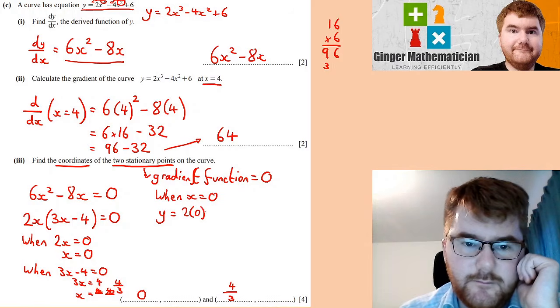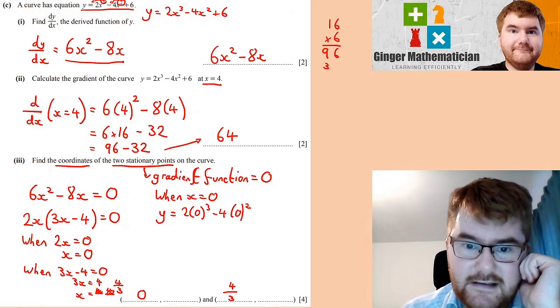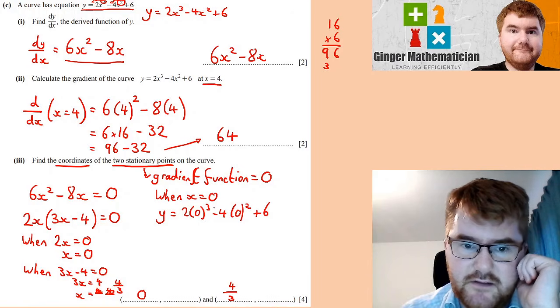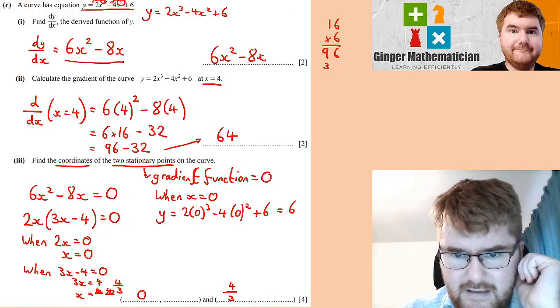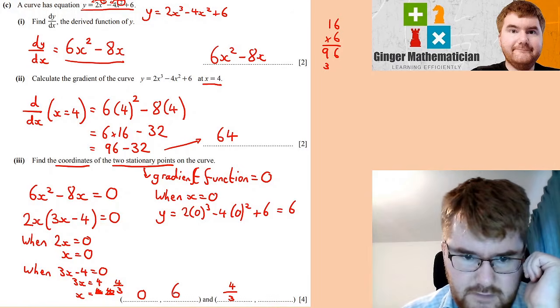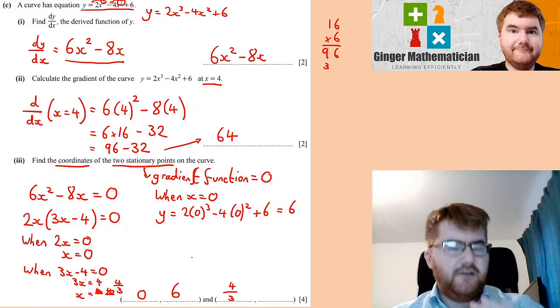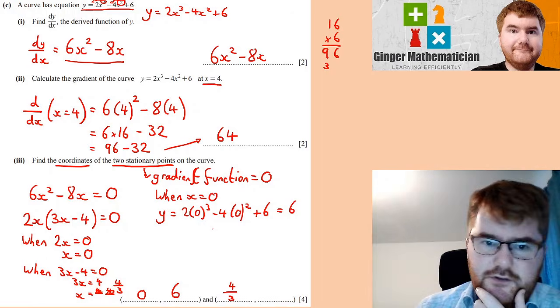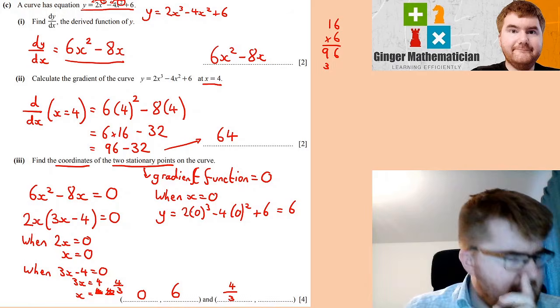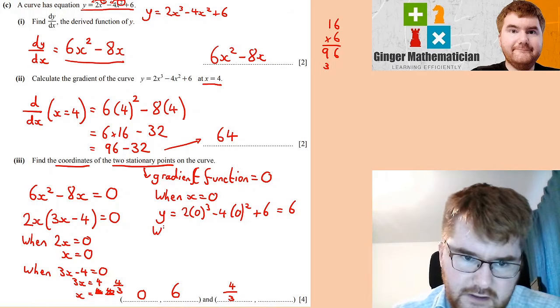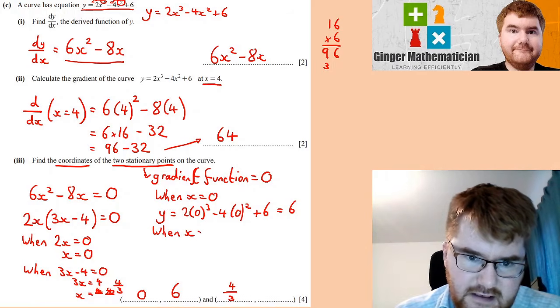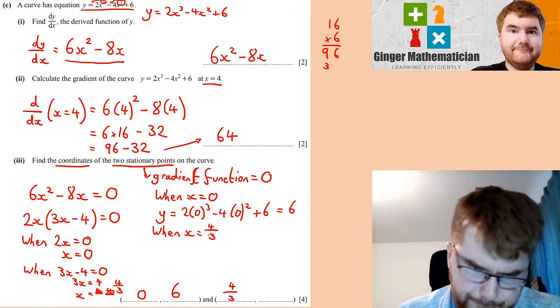That's cool. This also disappears. That's even cooler. And we've got the plus 6. So these all disappear, and we're left with just 6. So our first turning point, or our first stationary point, is equal to (0, 6). Next one's going to be a little harder. So we're going to go to when x is equal to 4/3.